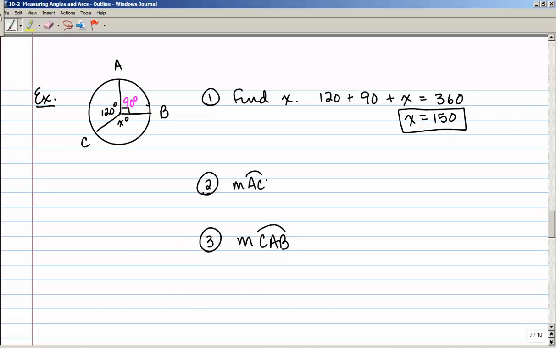The measure of arc AC, because we have this central angle here that's 120 degrees, is also going to be 120 degrees. And the measure of arc CAB, so that means we start at C, go around to A, and continue through B, is going to be equal to 120, which is arc AC, plus 90, which is arc AB, which gives me 210.